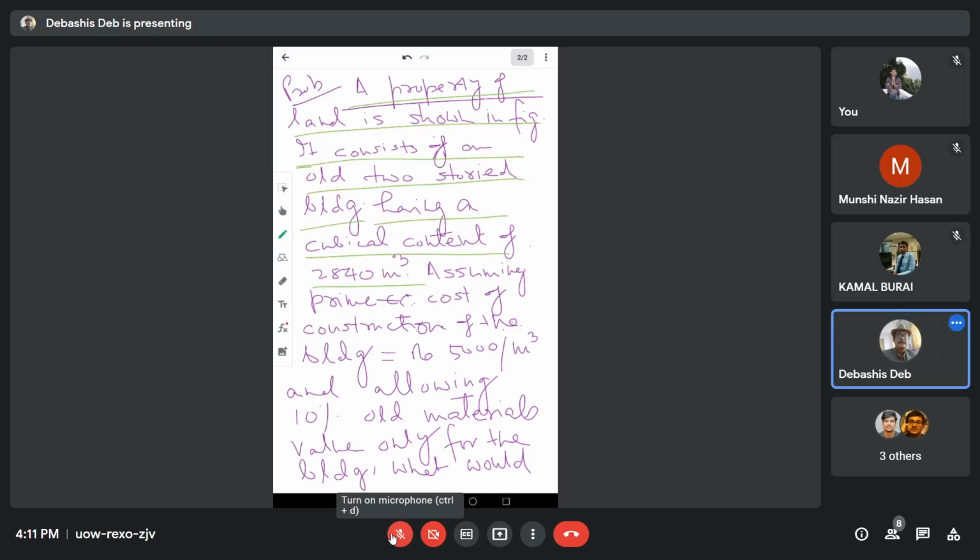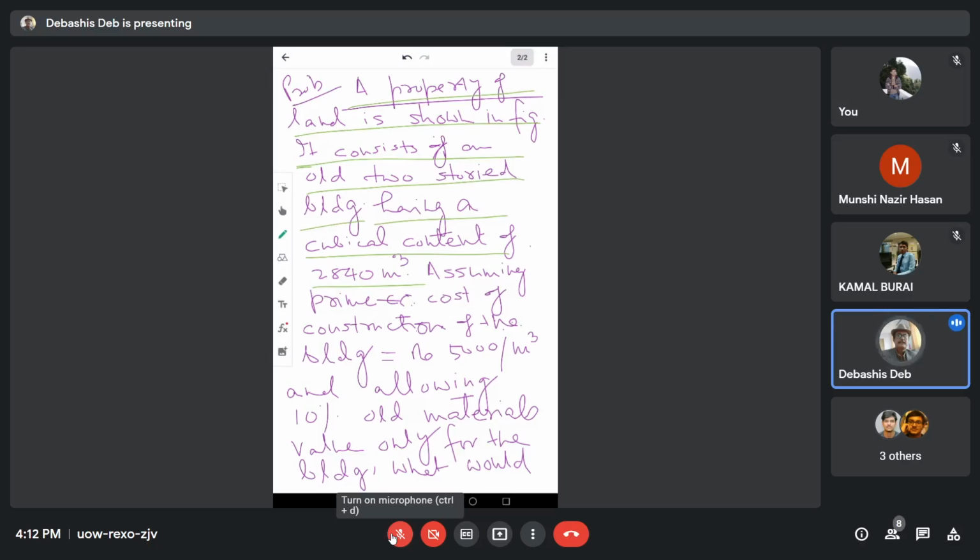In plinth area, we are not getting the information regarding the height of the building. Some buildings may have a height of 3 meter, some 3.5, even some 4 meter. Even for an office building, it may be 5 meter. So cubical content means plinth area into height. Here it is mentioned that cubical content is 2840 meter cube. It is not mentioned per floor, so we should consider the total cubical content.